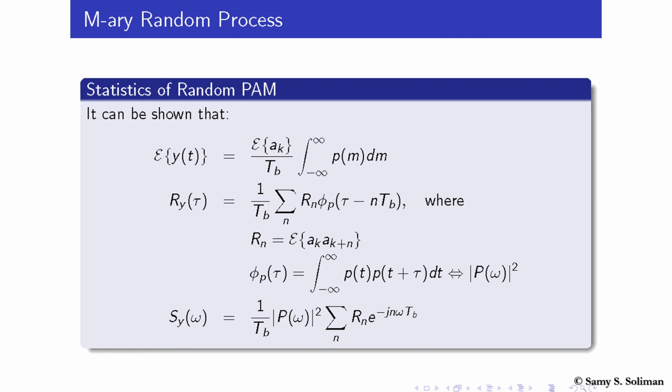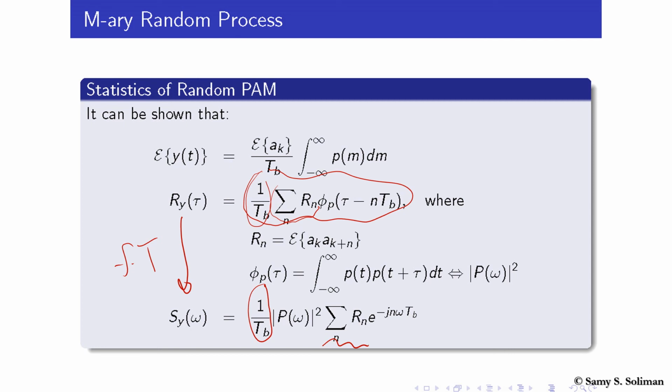And in order to get the power spectral density, it is the Fourier transform of the autocorrelation function. And this Fourier transform can be calculated for this summation, where 1 over Tb is a constant. This summation of R_n, we can find it here because the Fourier transform is a linear process. So the Fourier transform of a summation of weighted functions is the summation of their weighted Fourier transforms.